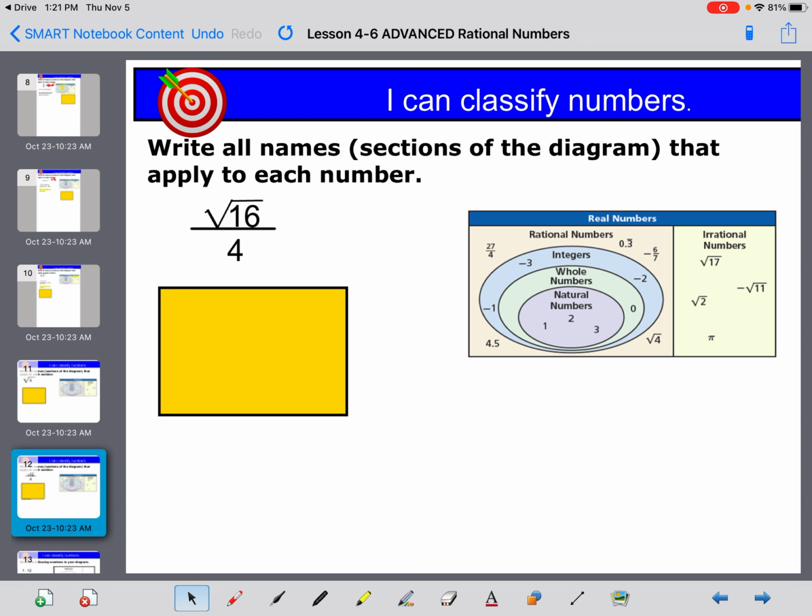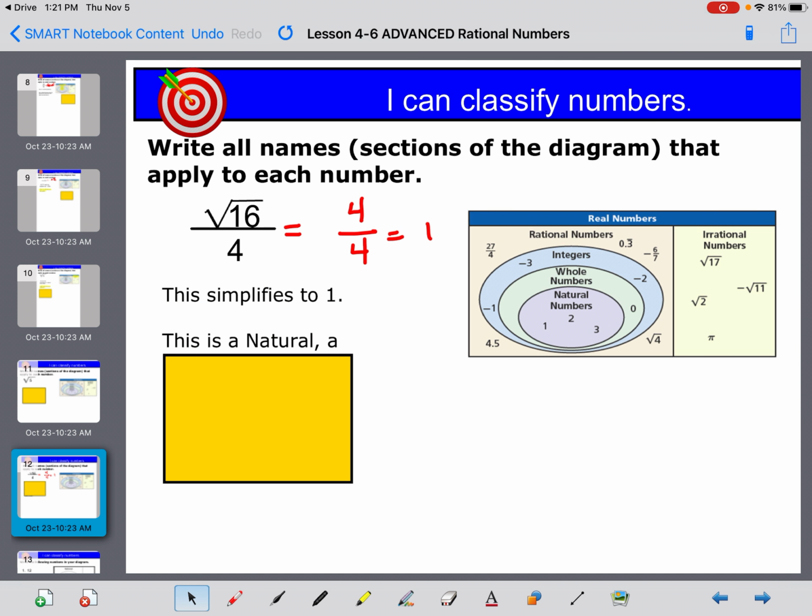How about this one? This one could be tricky. We actually have to simplify this one first. Think to yourself, what number times itself gives me 16? That answer is 4. So the square root of 16 is 4. 4 over 4 is equal to 1. Well, that's a fraction, isn't it?